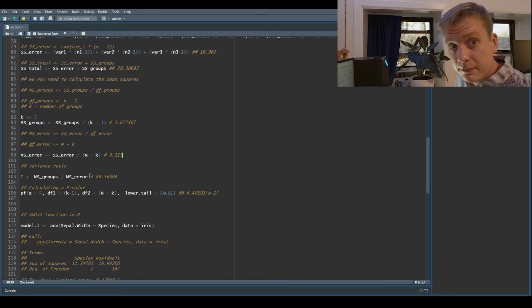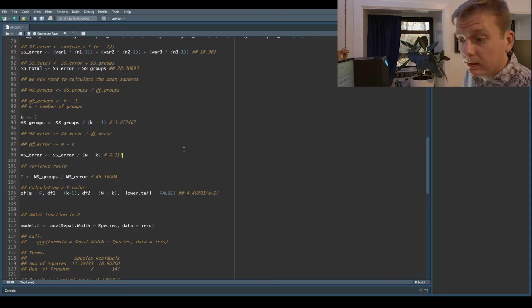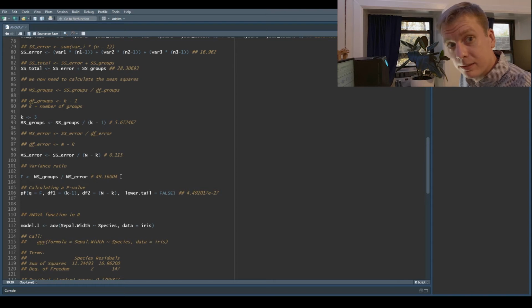We can then run our F-test. And the F-test is the ratio of our mean squares of our groups divided by the mean square of our error. And if we run that, we get 49.16004. If you notice, this is a whole lot larger than 1. So, likely, our groups are different from each other.